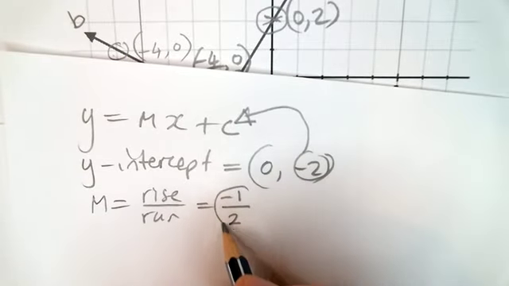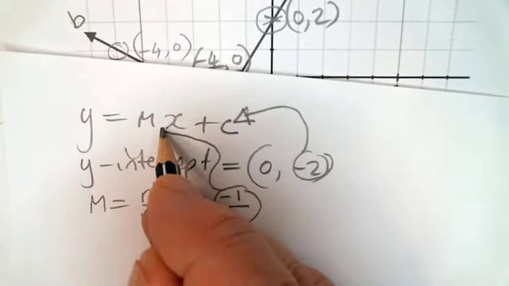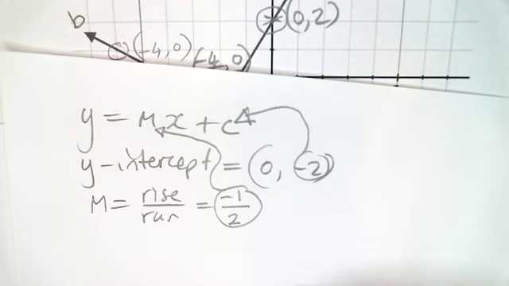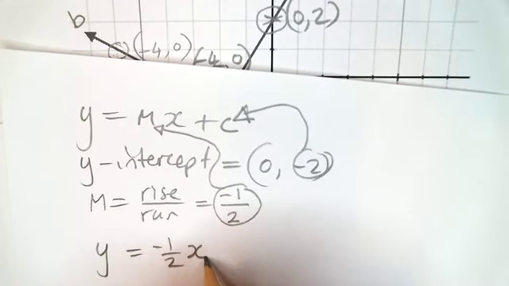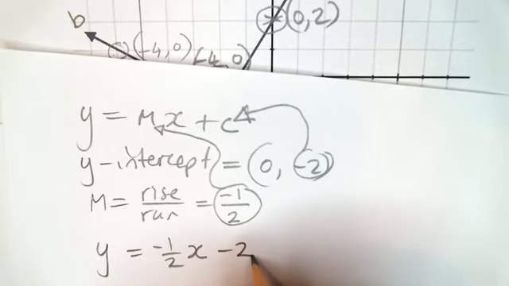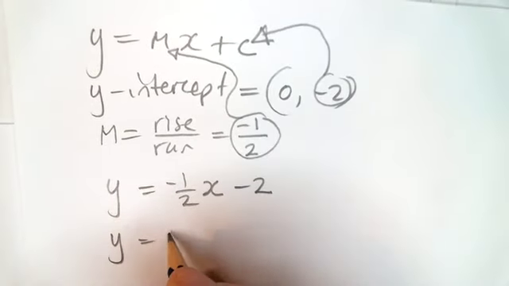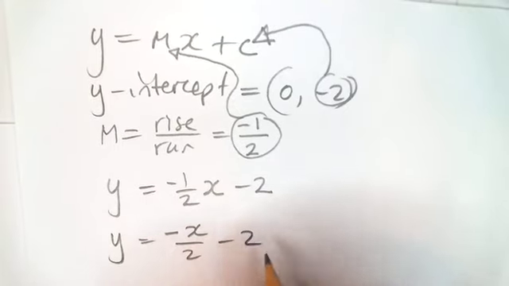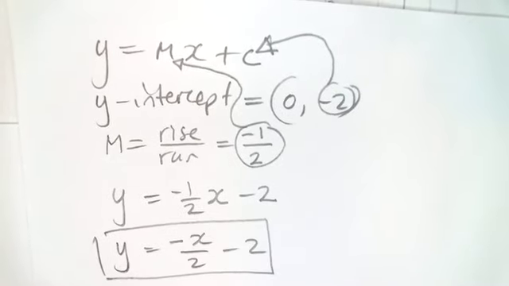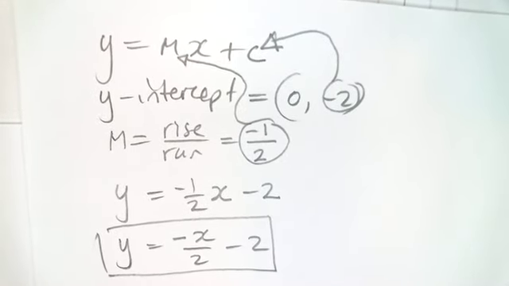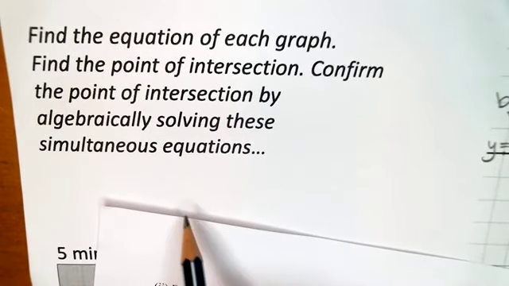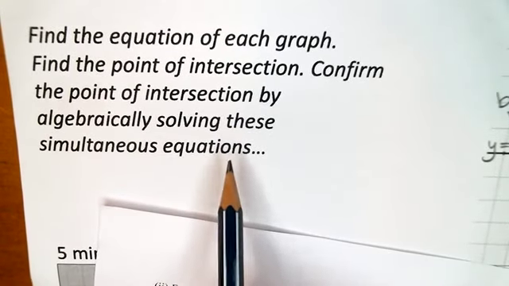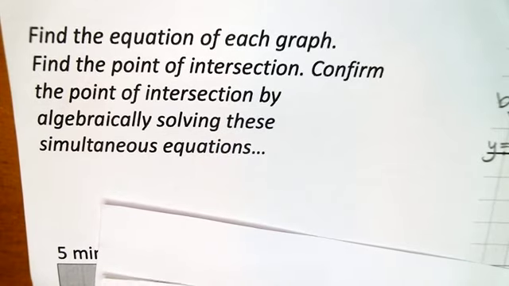So I'm now going to put my -1/2 into the m value there. So now y is equal to -1/2 x minus 2. Or I could say y is equal to negative x on 2 minus 2. Either of those works perfectly well. Now, the next part of the question says confirm the point of intersection by solving these simultaneous equations algebraically. So now I've got two equations.